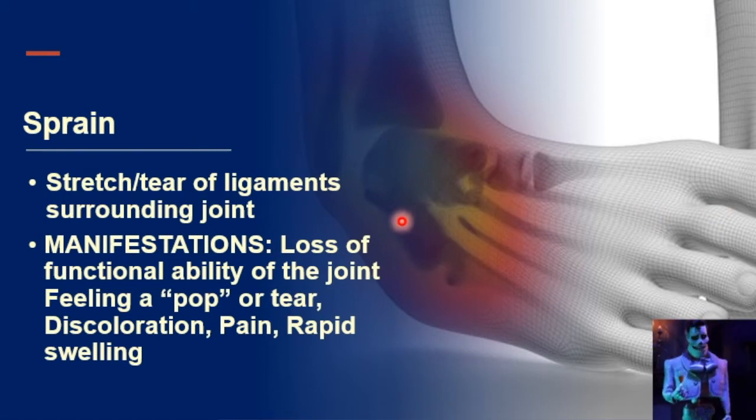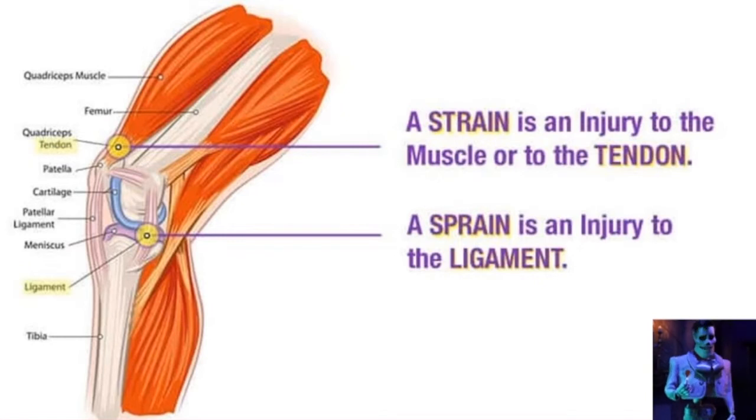Sprain. When I talk about sprain, this involves a stretch or tear on a ligament surrounding the joint. The manifestations would include loss of functional ability of the joint, the feeling of a pop or tear, discoloration, pain, and rapid swelling. The keywords there are pain and rapid swelling, which are usually seen in a patient with sprain. Just to differentiate, a strain refers to an injury to the muscle or the tendon. Recall MTB, muscle to bone: the muscle is attached to bone with a tendon. And a sprain is an injury to your ligament. Take note of that.